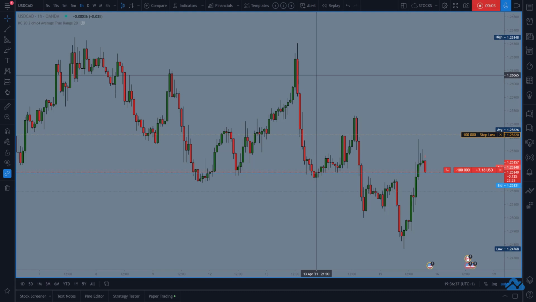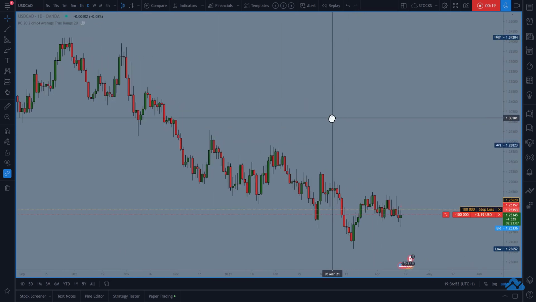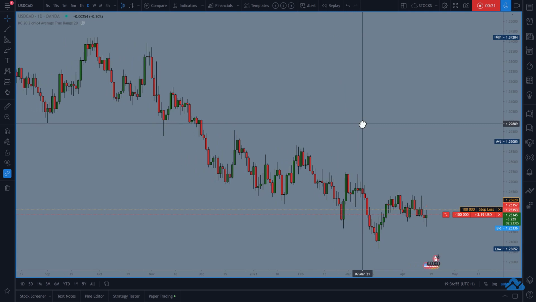USDCAD. So is it time to sell USDCAD? And the pattern that I'm seeing now is basically a downward channel. Now, if you look at the daily chart, it is in a mild downtrend. It is a downtrend, but it's not very strong.